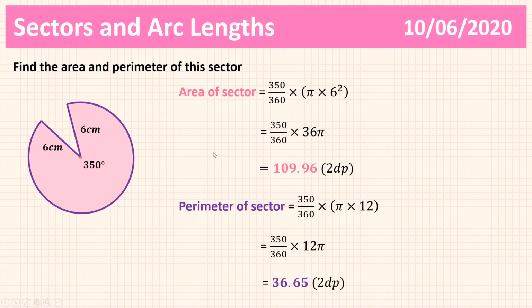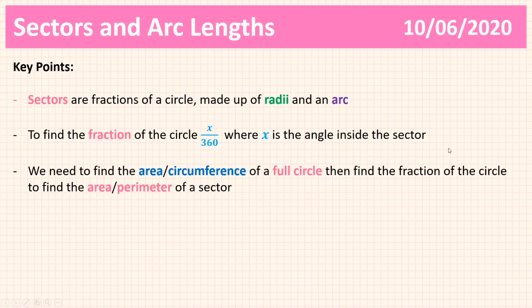Now hopefully that's been useful, and before we finish off, we're just going to go over some key points that you need to understand and remember. The first thing that you need to know and understand and remember is that sectors are a fraction of a circle, and they're made up of radii and an arc. Sometimes it could be a diameter and an arc, but it's radii and an arc for most questions.